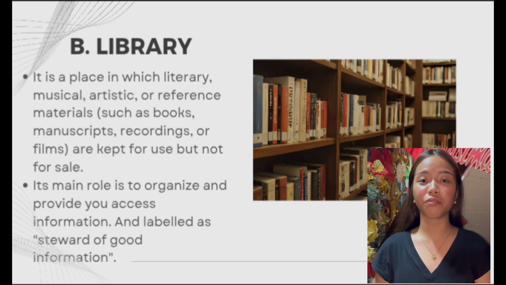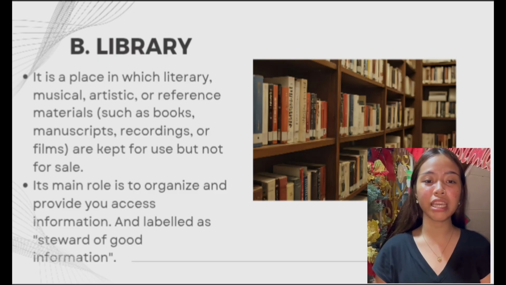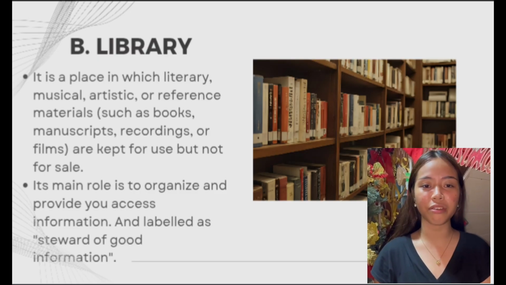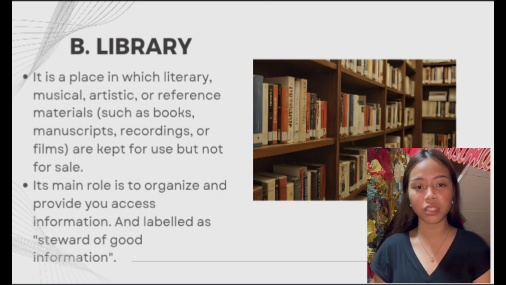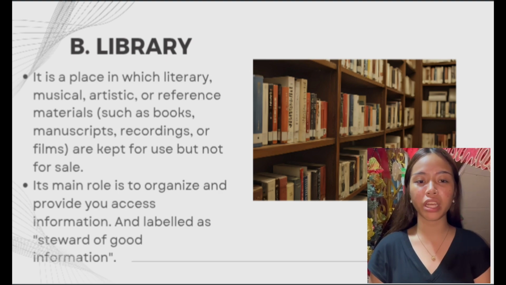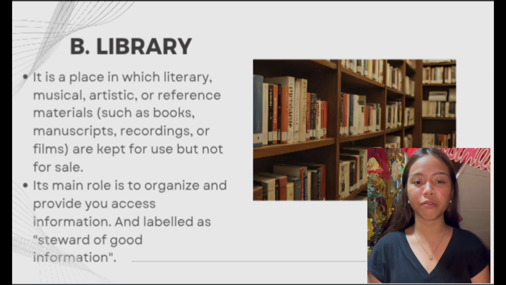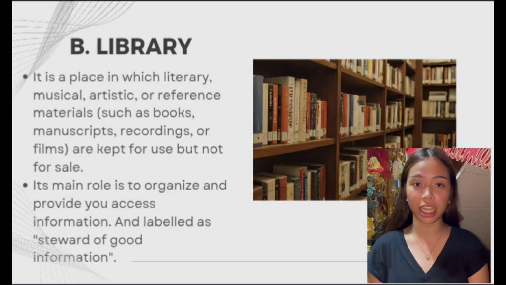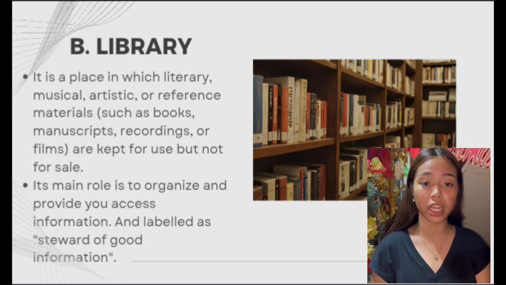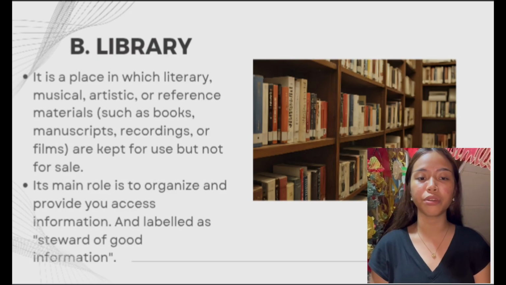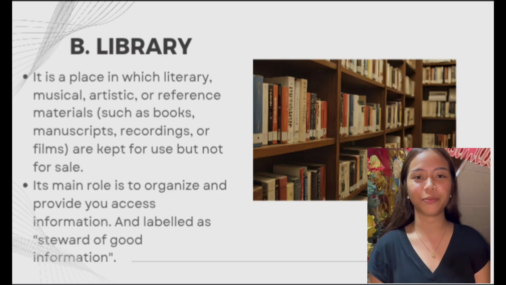So we can also find sources from the library. It is a place in which literary, musical, artistic, or reference materials such as books, manuscripts, recordings, or films are kept for use but not for sale. Its main role is to organize and provide you access to information, and it is labeled as steward of good information.